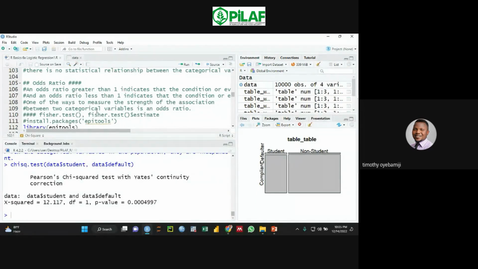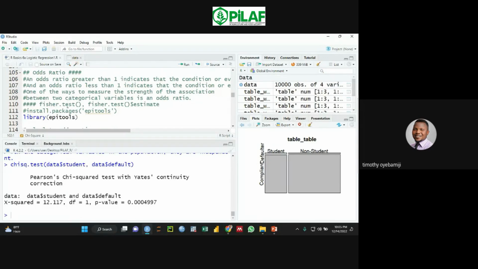One of the ways to measure the strength of association between two categorical variables is an odds ratio. Here I'm talking about the Fisher test. Why did we do chi-square? The chi-square test will not give us an odds ratio, but the Fisher test will give us an odds ratio. You can try it later by putting data$defaults, data$students. You would have all the outputs there.